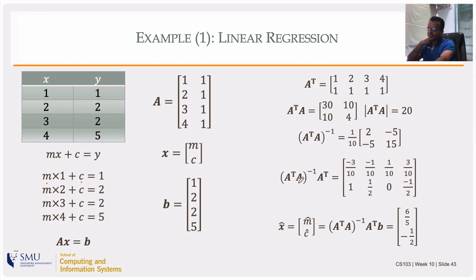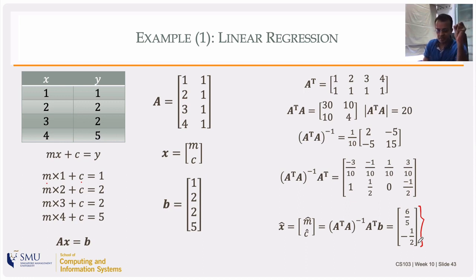After doing all that, your reward is that you get X hat, which is the best possible estimation of M and C, M hat and C hat. That will be equal to A transpose A inverse A transpose B, and I get this. And if you look at it, it is 6 by 5, that is 1.2, and minus half, which is minus 0.5, which is what Excel told you. So that's what you will get.